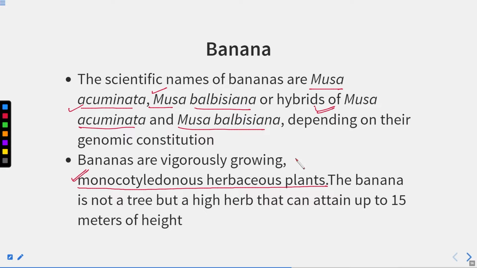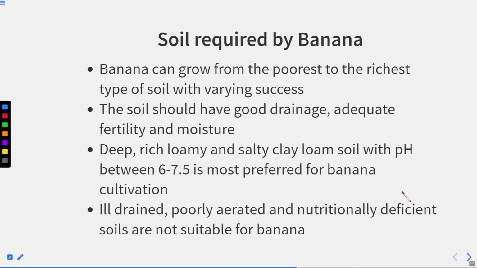Bananas are vigorously growing monocotyledonous plants. It is a monocotyledonous herbaceous plant, actually known as the giant herb. It is not a tree. It is an herb. It is not even a shrub. The banana is not a tree but a tall herb that can attain up to 15 meters of height. So this is very, very important.